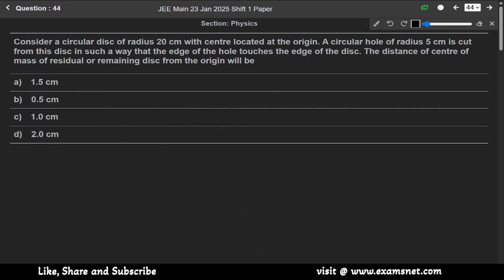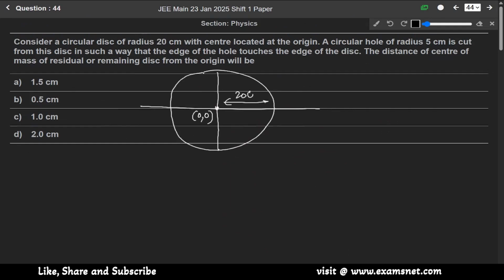Now, next question 44. Consider a circular disc of radius 20 centimeter with center located at the origin. There is a circular disc and its radius is given as 20 centimeter. Okay, and it is located at origin, meaning 0 comma 0. Radius is given as 20 centimeter.